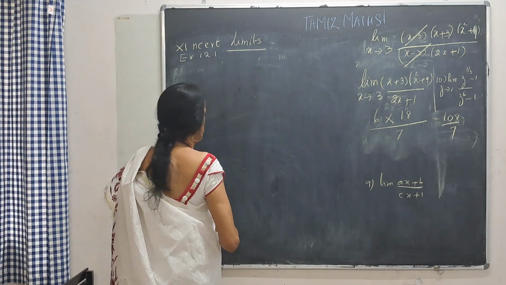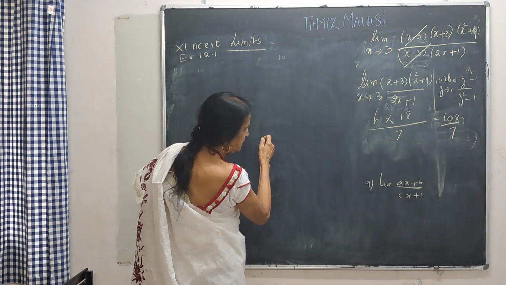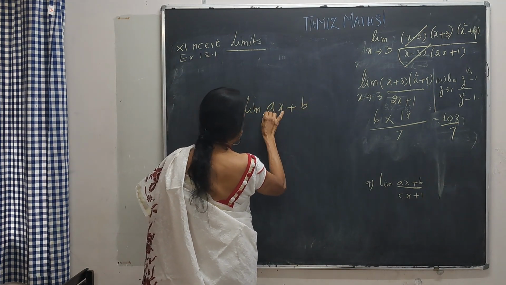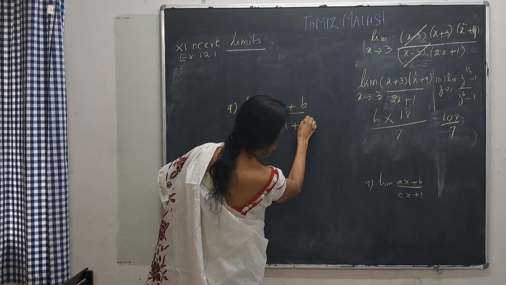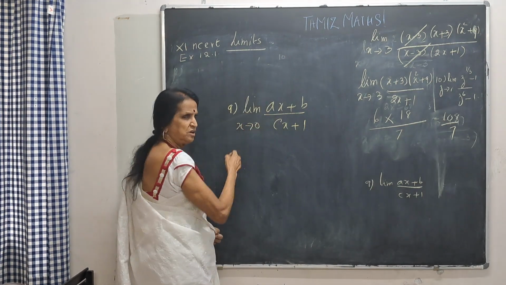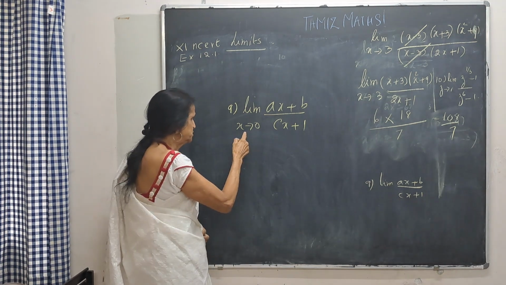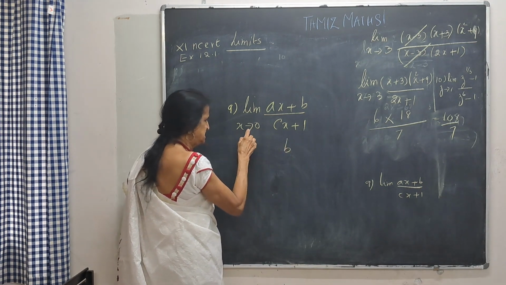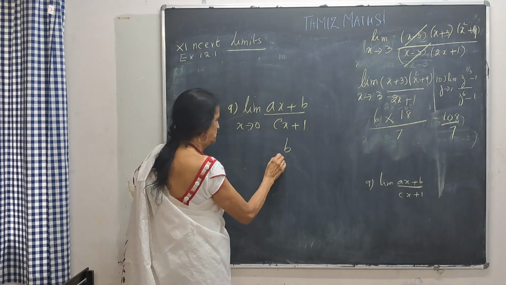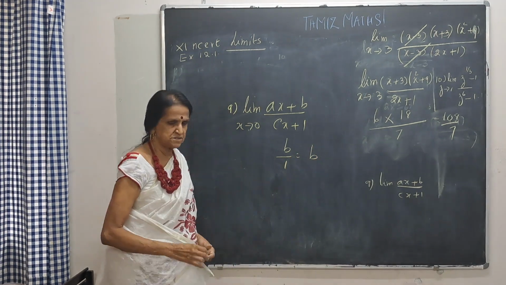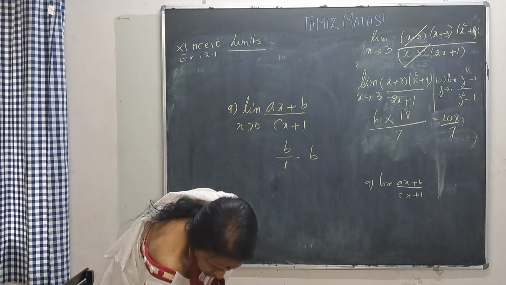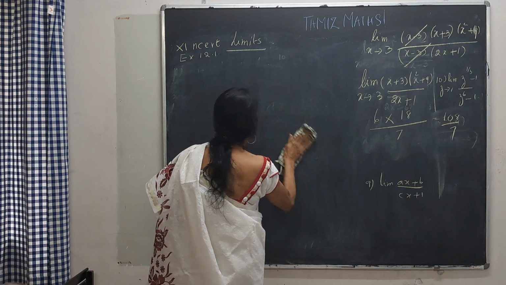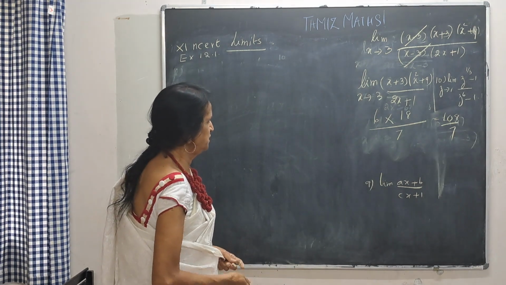a very easy question, 9th question. Limit x tends to 0 of (ax plus b) by (cx plus 1). Substitute x as 0: a into 0, 0, 0 plus b, b. c into 0, 0, 0 plus 1, 1. b by 1, that is b. That is question number 9. Now we go for question number 10, the last question for our video today.